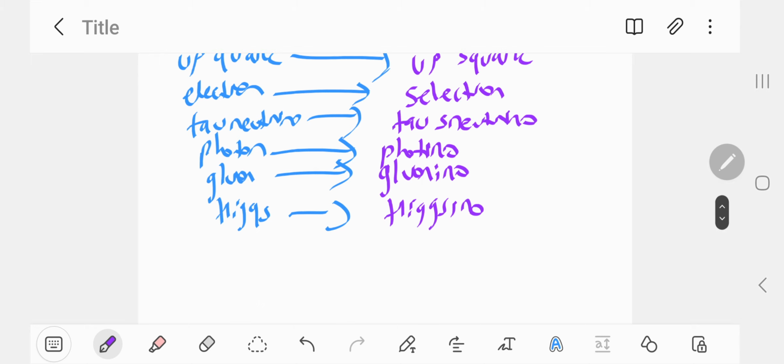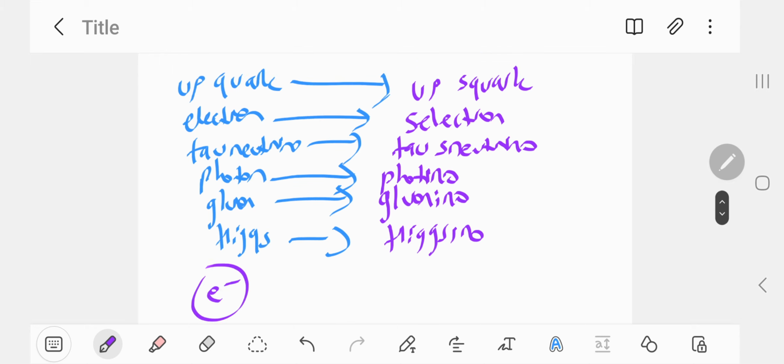And I should also mention that we typically write, let's say, the electron like this, or just with an E. Its counterpart would look like this. It's got a tilde. The symbol here is called a tilde on top of the E, and that signifies the supersymmetric version of the electron.